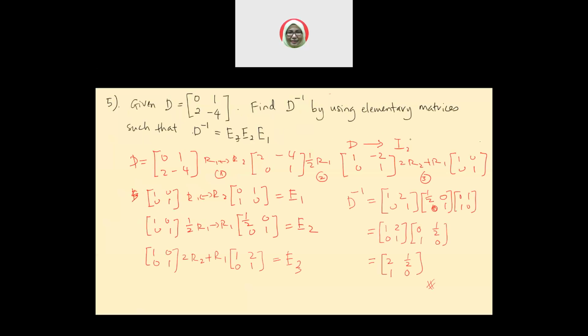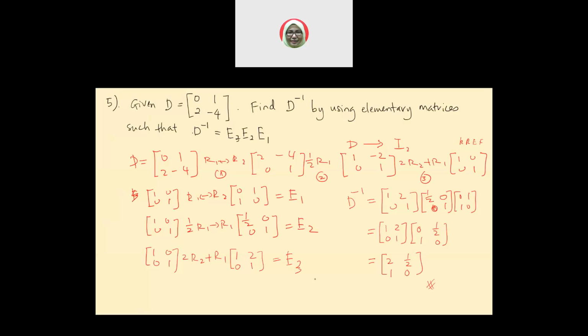To reduce that using elementary row operations, the first arrow changes rows, the second arrow multiplies row 1 by 1 over 2, then the third arrow is 2R2 plus R1. So here is the RREF, in other words the identity matrix. Each arrow is applied on the identity matrix to get E1, E2, and E3 respectively.